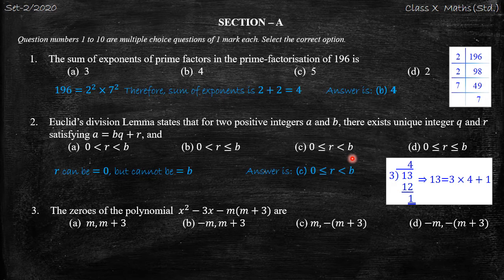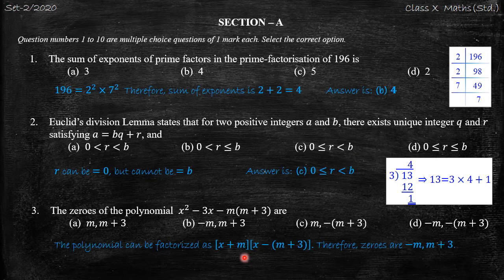Okay, next question. The zeros of the polynomial x square minus 3x minus m times m plus 3 are. Here you need to factorize the polynomial as x plus m times x minus m plus 3. So you know the zeros are minus m and m plus 3. So from the options given, B is the answer.